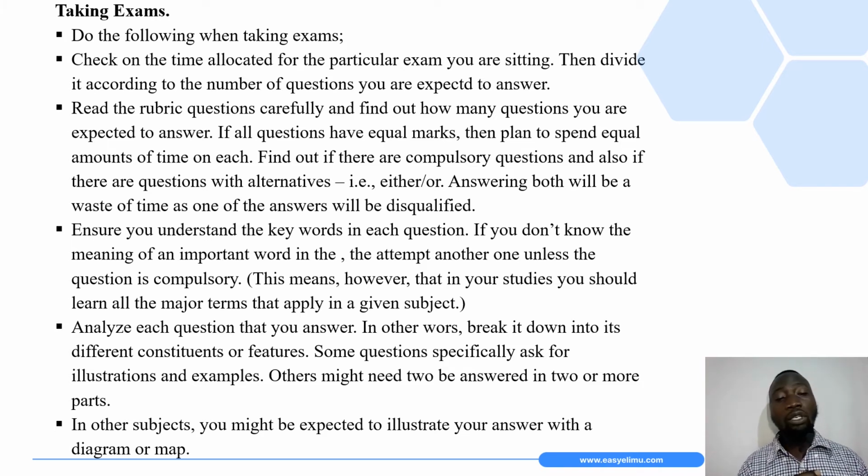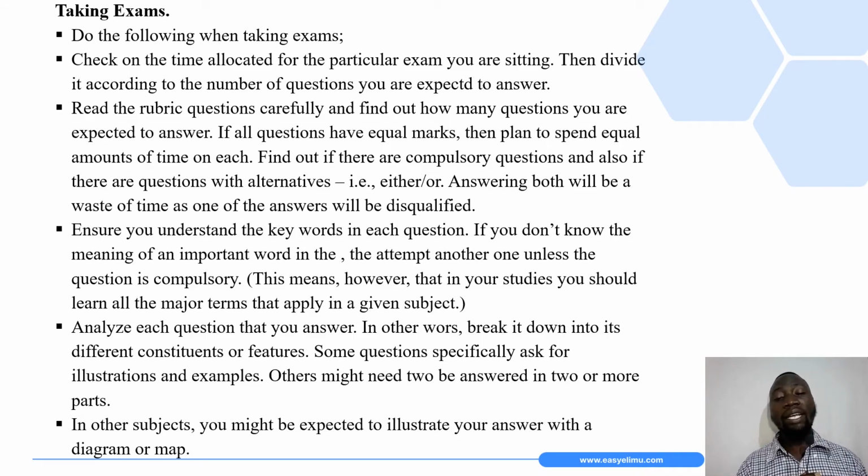The next thing when you are taking your exams, dear students, is to ensure you understand the keywords in each question. Have in mind that if you do not know the meaning of an important word in a question, attempt another one, unless the question is compulsory. This means that in your studies, you should learn all the major terms that apply in a given subject.